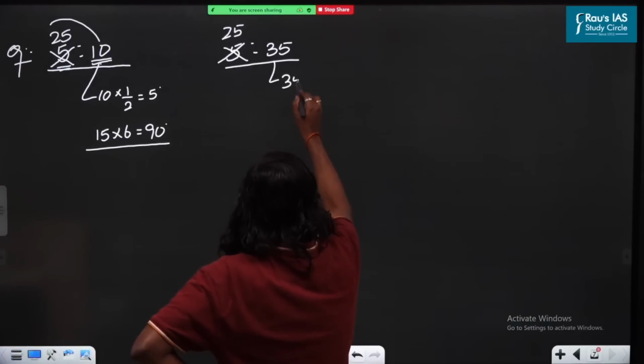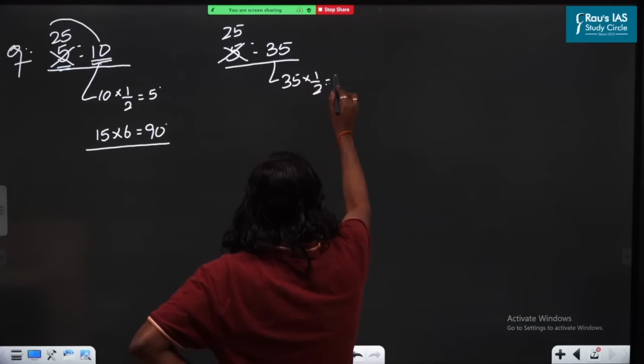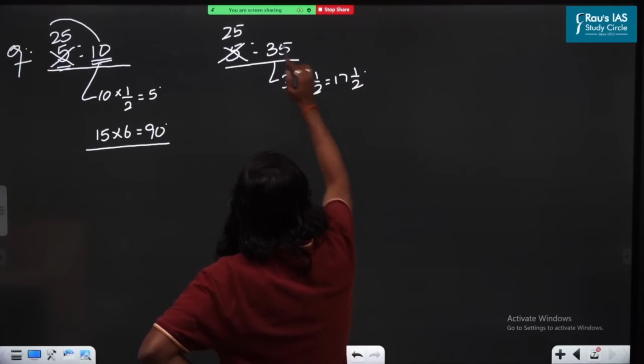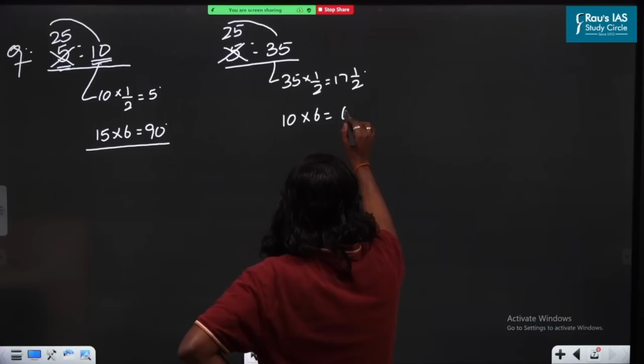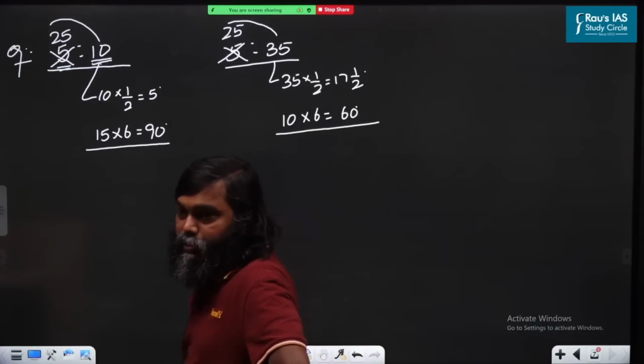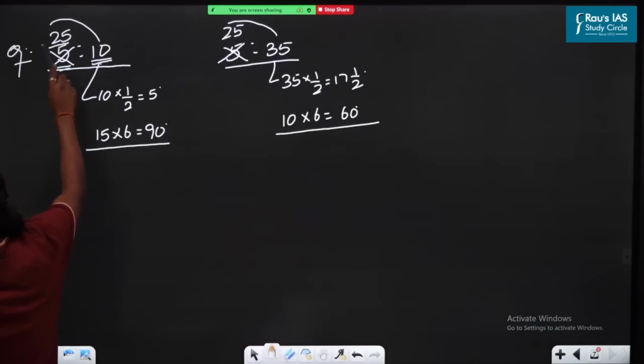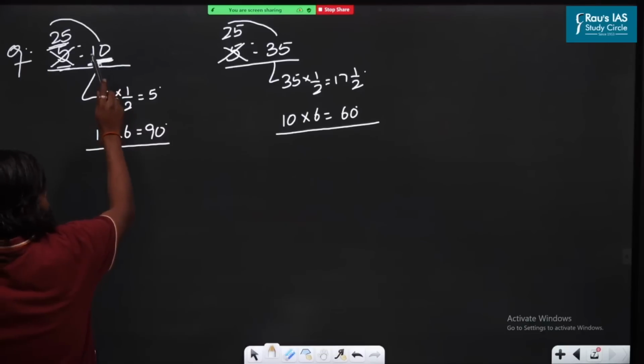Come to here. Whatever the minute, into half. How much? 17 and a half. What is the difference? Whatever difference, into 6. How much? Are you all understood? Compared to the hour hand, did the minute hand travel less or more?